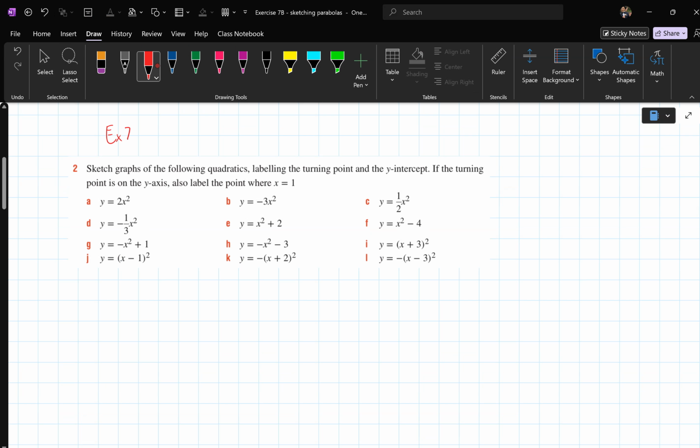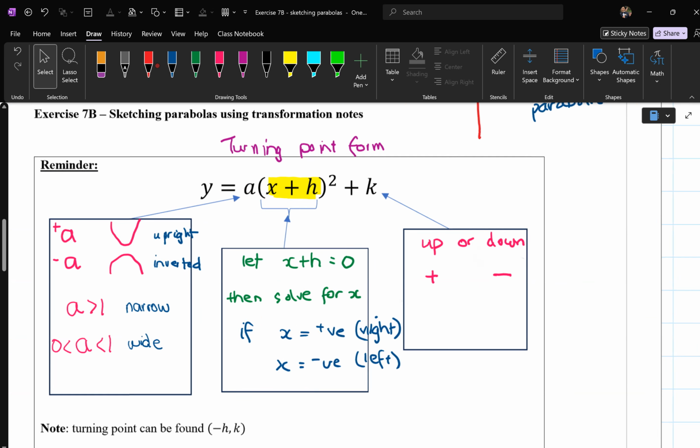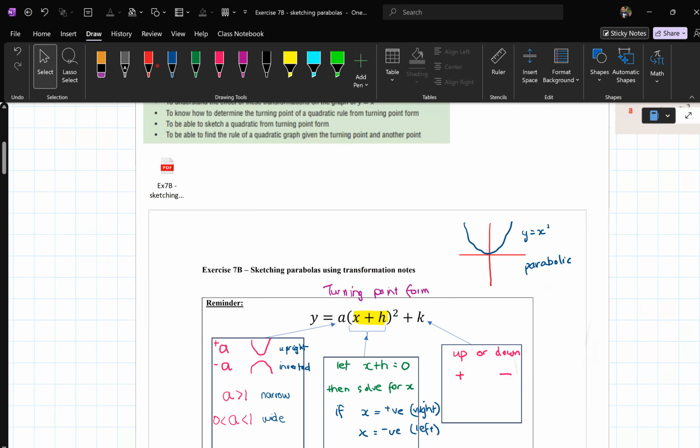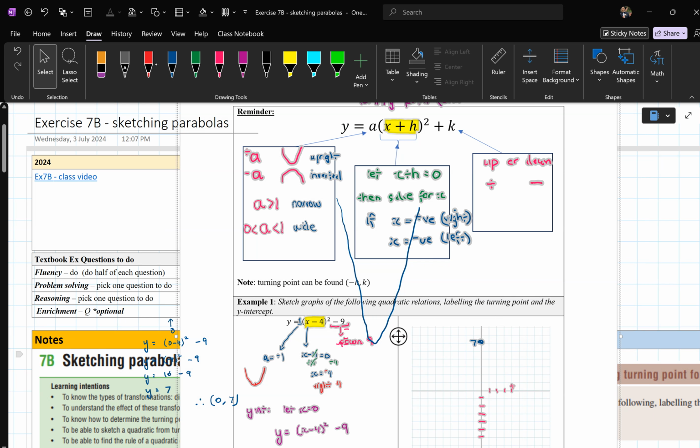So I've got a question for exercise 7B, question 2. One of the first things is you need to know how to read the turning point form: y equals a bracket x minus h squared plus k. I've got a class video on that, so make sure to watch it first to know how to read the turning point form.